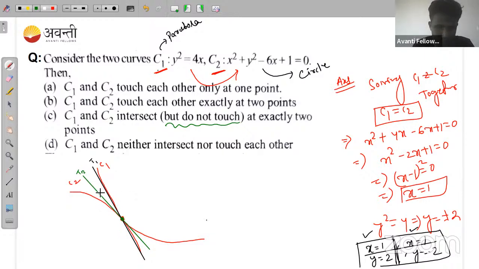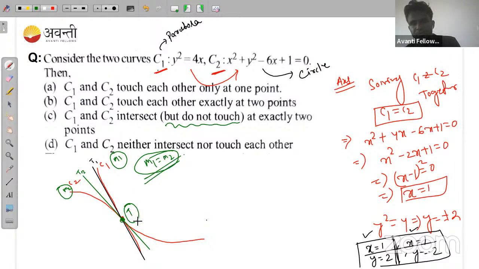I think it hasn't been drawn well here. So this slope is M1 and this slope is M2. Then M1 will be M2. Yes or no? If both the curves touch each other, that means at the touch point, let's say this point is T, T is the touch point, at that point the slope of both the tangents will be equal.